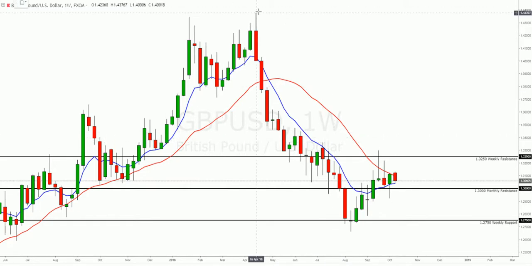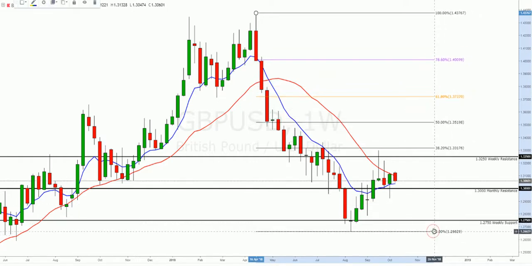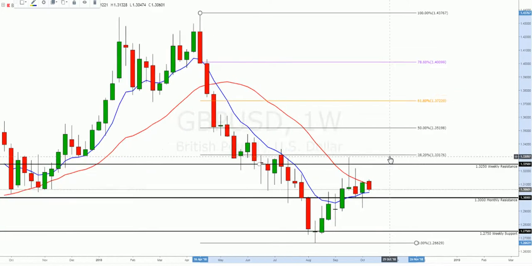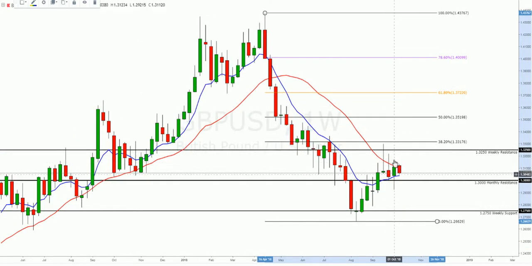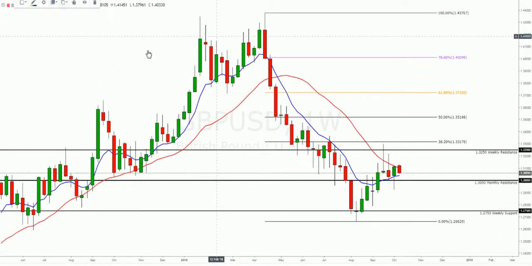In terms of a fib, it would look something like this. Could be pushing higher. I think if we do break this level, given the fact that it will be above the monthly moving averages, we could push even higher. It could be the beginning of that bull run for the pound. However, we'll have to be watching these levels very closely to look for reversals.